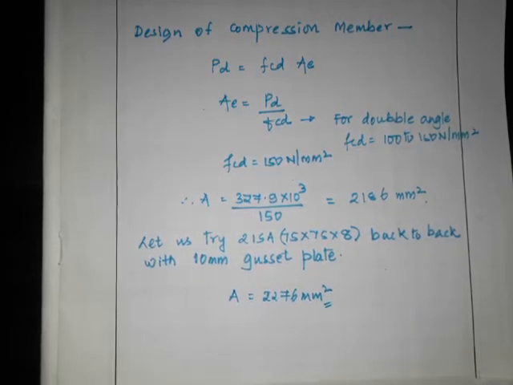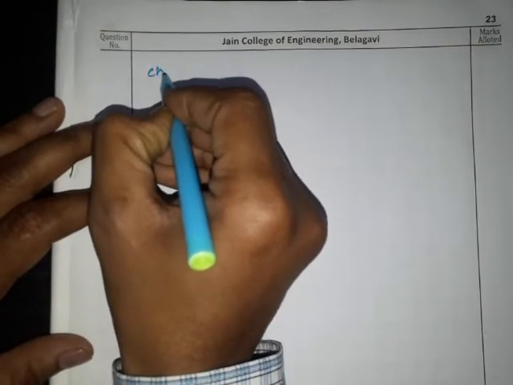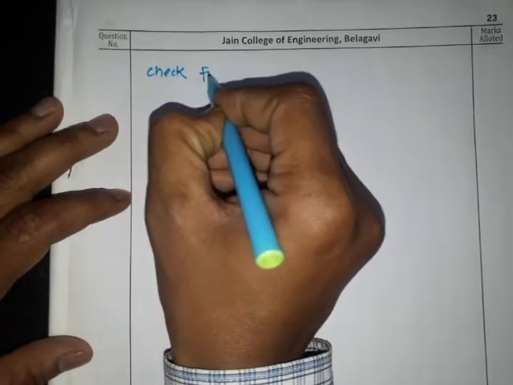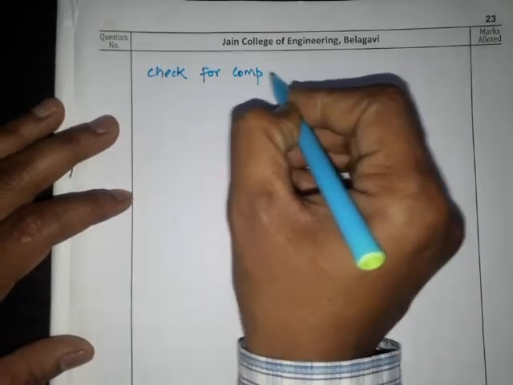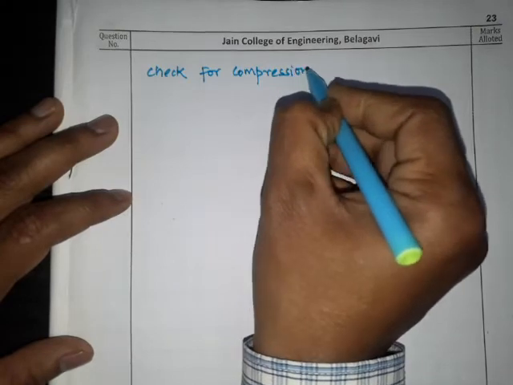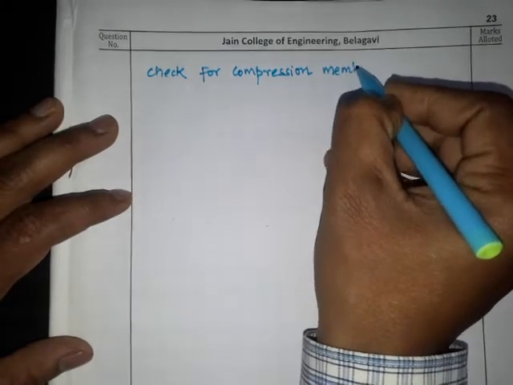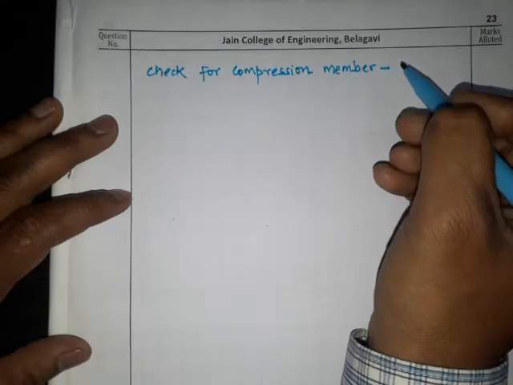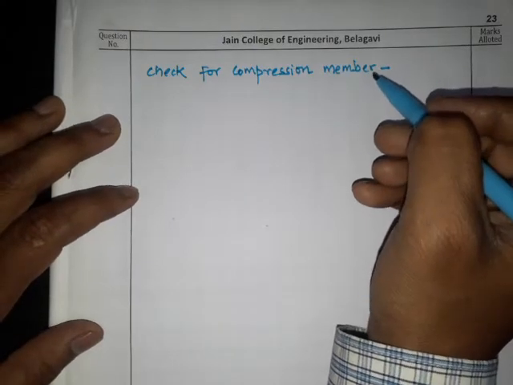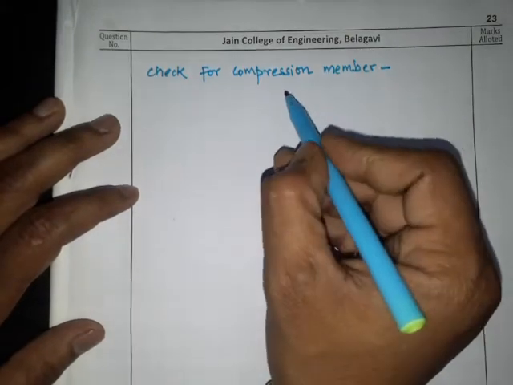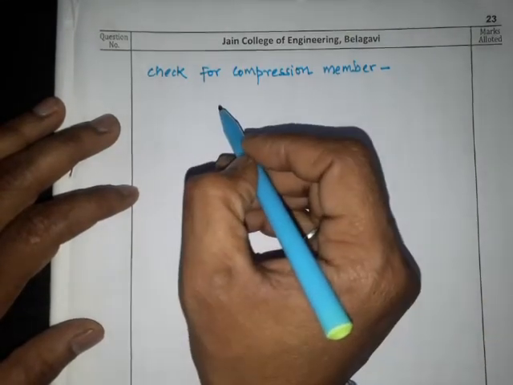First of all we check whether it is safe as a compression member, whether it is safe to carry load as a compression member. Now you have to go for the check for compression member. Because we are designing as a compression member and we have selected area with respect to design as a compression member, again we have to check for compression member. So how do you have to check for that?